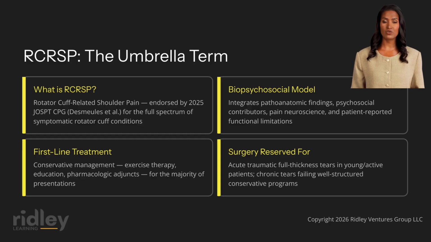Conservative management, including structured exercise therapy, patient education, and judicious use of pharmacologic adjuncts, remains the first-line approach for the majority of rotator cuff presentations. Surgery is reserved for specific clinical scenarios, most notably acute traumatic full-thickness tears in young, active patients and chronic tears that don't respond to a well-structured conservative program. Effective management across this continuum requires coordinated interprofessional collaboration among physical therapists, occupational therapists, nurses, and physicians, each contributing distinct expertise to the shared goals of pain reduction, functional restoration, and return to meaningful activity.